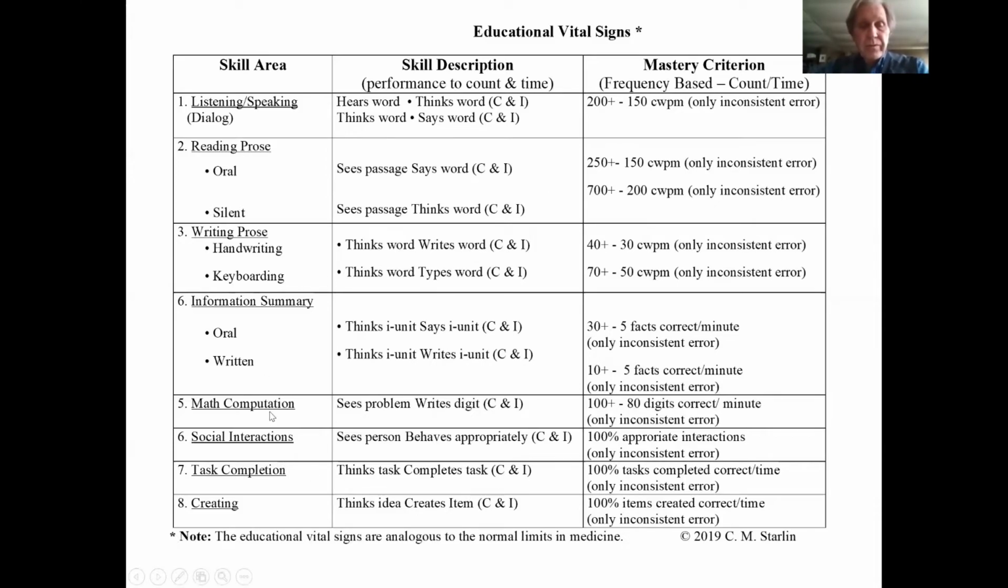Let's look at this one with math computation. Sees problem, writes digits. So we use 100 to 80 digits correct per minute with only inconsistent error, and that's the mastery standard. Many people ask, well, what do you mean by inconsistent error? So here's an example in the math area.